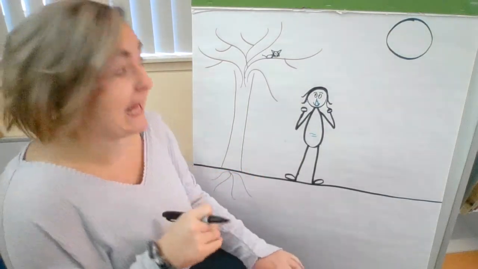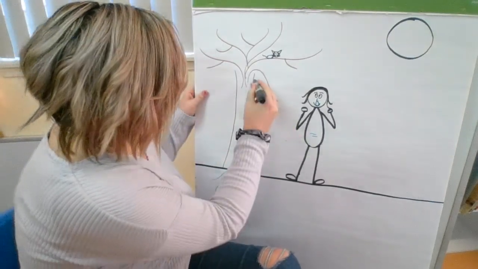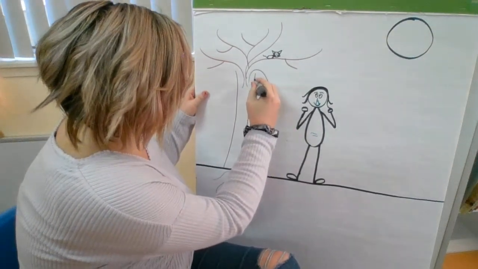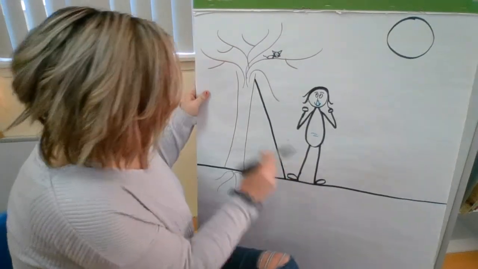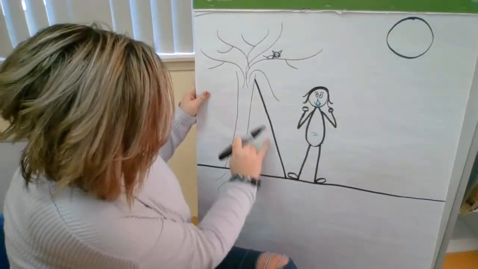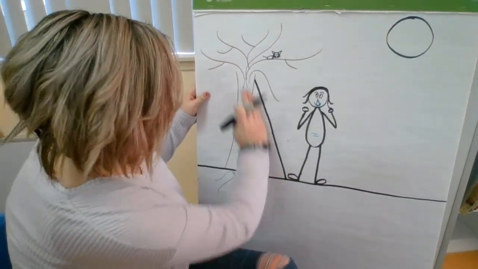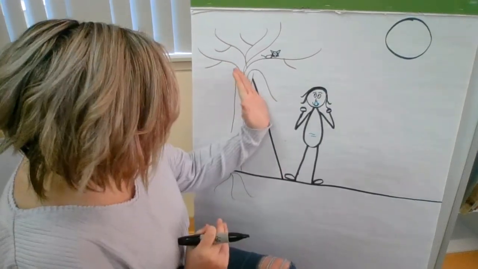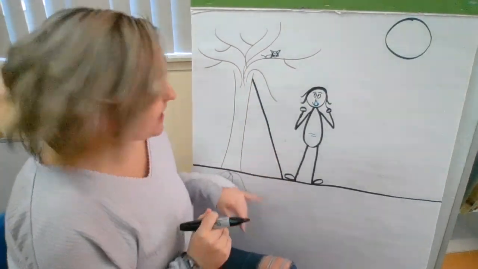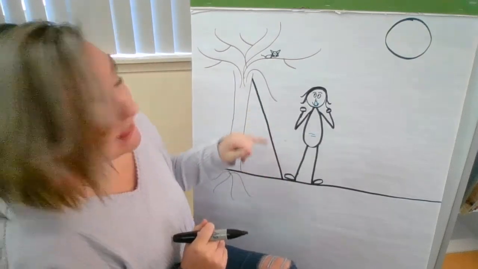I got a ladder. And I'm going to draw my ladder leaning up on my tree. And it's a kind of a curved line. It's not straight. It kind of goes at an angle. And it was leaning up on my tree to the ground. And I had to climb up the ladder.